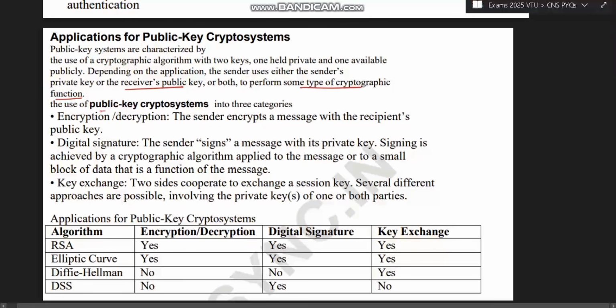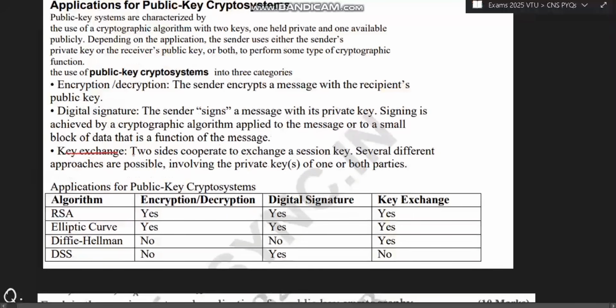So the use of public key crypto systems falls into three categories. First is encryption and decryption: the sender encrypts a message with the recipient's public key. Second is the digital signature: the sender signs a message with its private key. Signing is achieved by a cryptographic algorithm applied to the message or a small block of data that is a function of the message. Once it is locked with a private key, a signature has been put on it, and no one else can open it unless they have the private key.